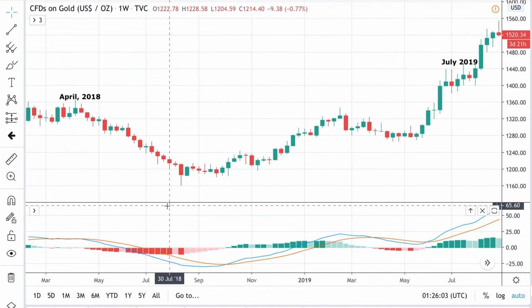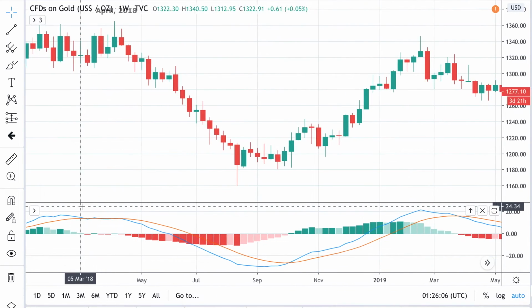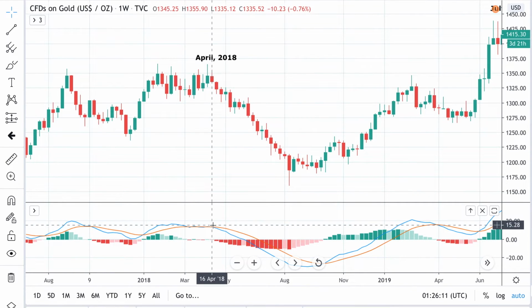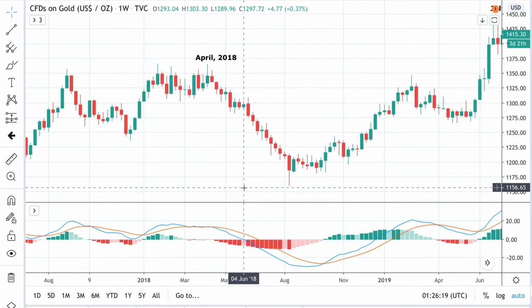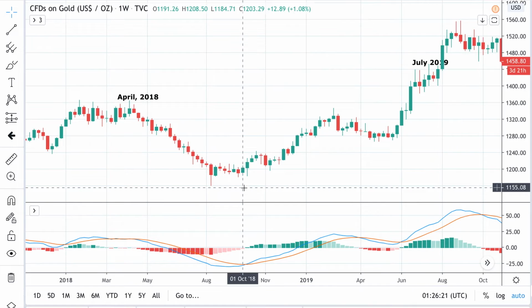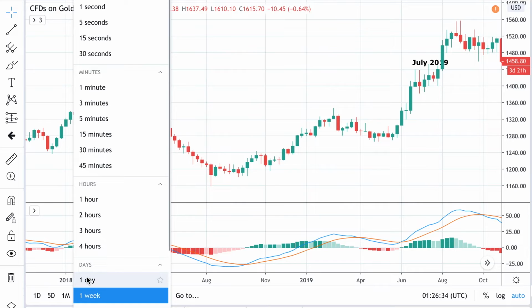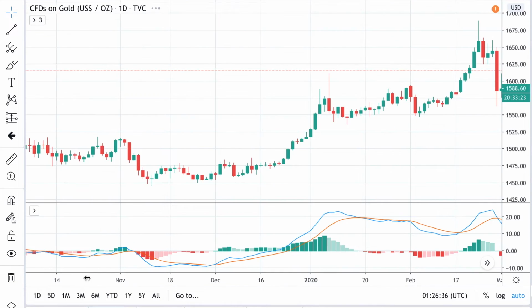All right, so I will go to the first bearish crossover and show you how you can find the entry point. We use the weekly chart to see how the market is trending with the MACD line. The weekly chart shows the bigger picture, but if you want to find the precise entry point, you need to go down to the lower time frame. Because I'm a swing trader, I'm going to use the daily chart to find my entry point.